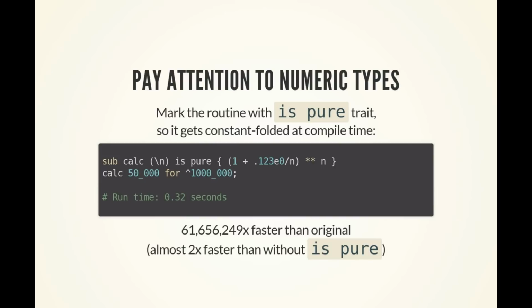There's another optimization we can make to this routine, and that's the is pure trait. When you apply it to a subroutine, it's an indication to the compiler that it can constant fold this routine, and basically it will perform this calculation at compile time. So we have a loop with 1 million calculations, but it will calculate it only once at compile time, because it knows that value at compile time. Once it calculates the result, it will just plug it in here. So even though we're iterating 1 million times, we're calling our subroutine just a single time.